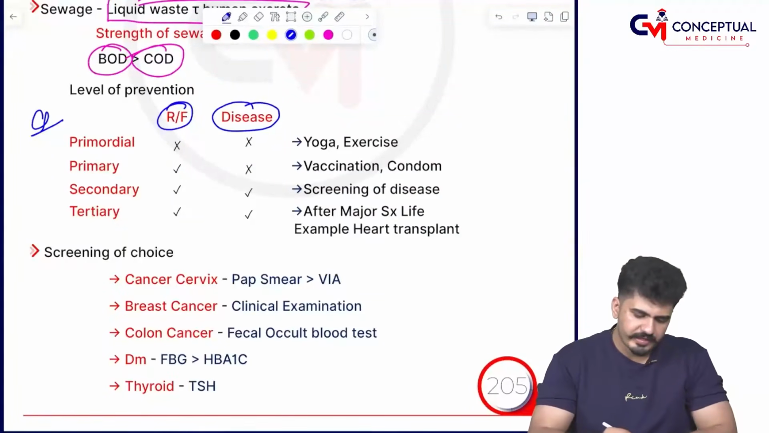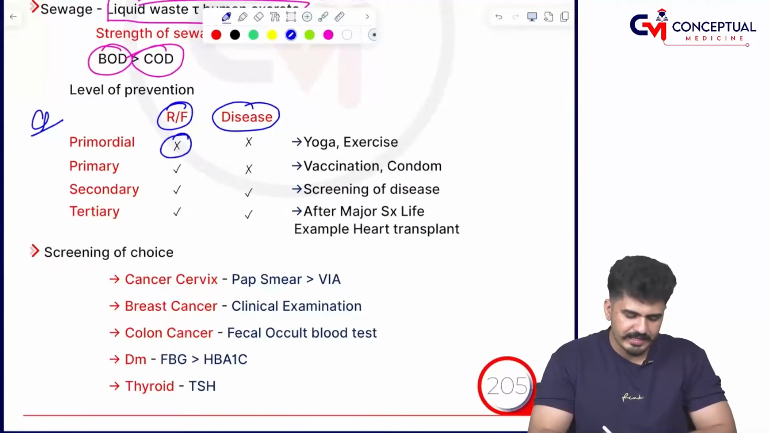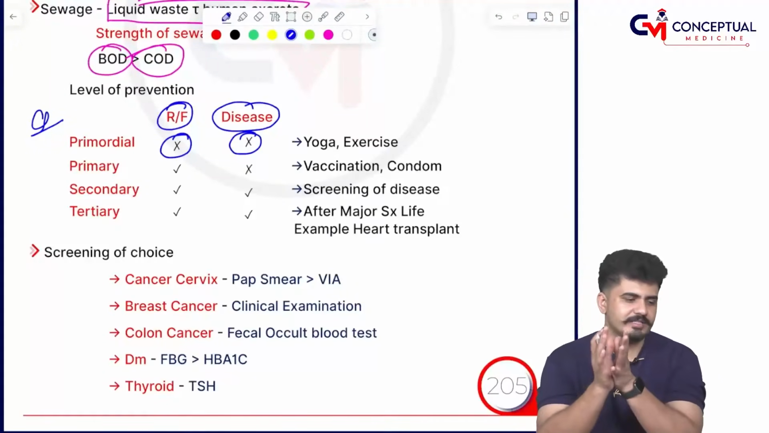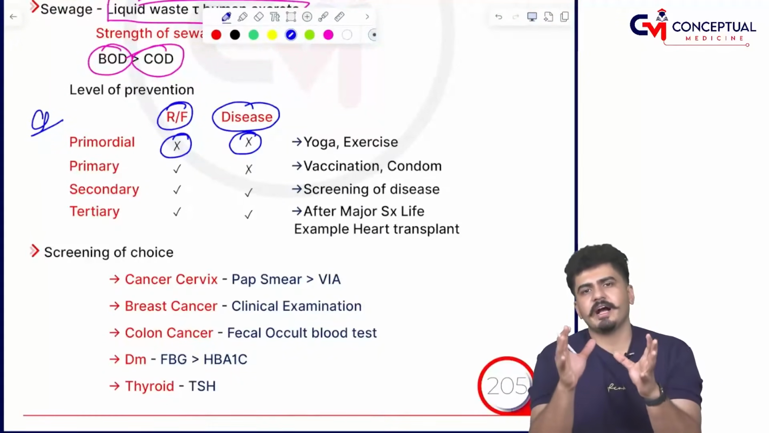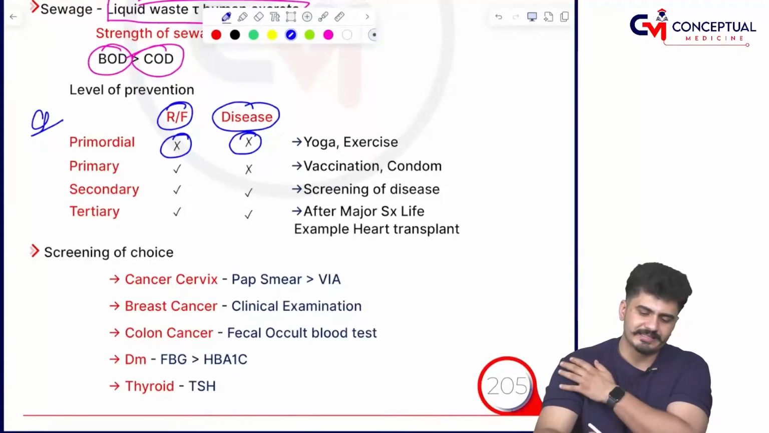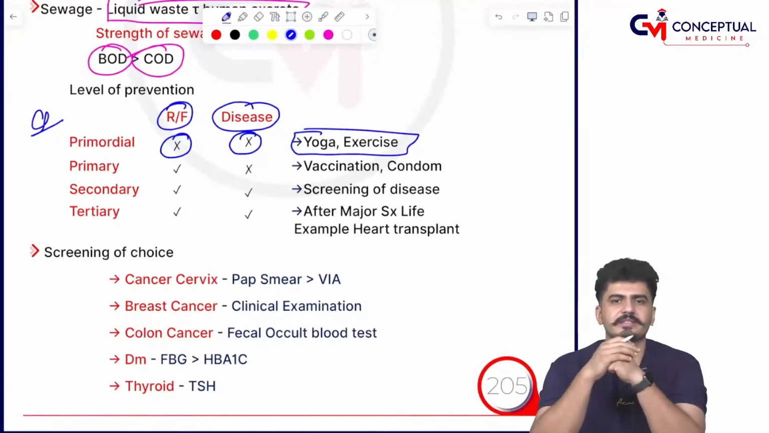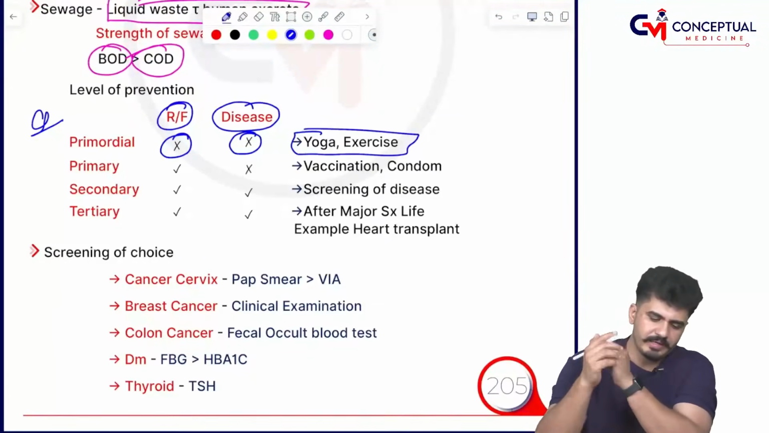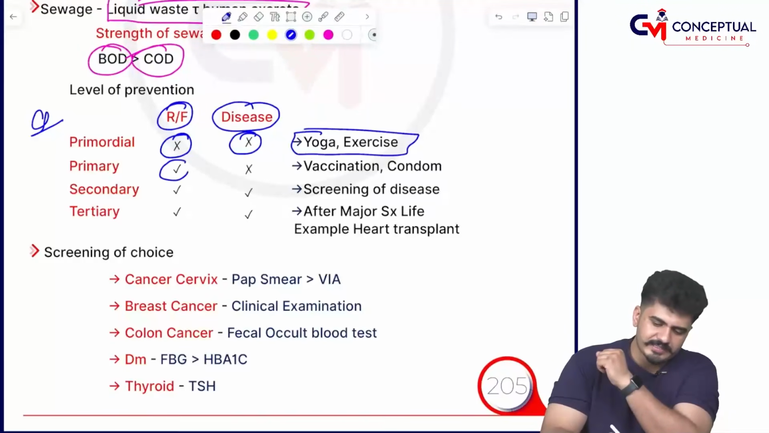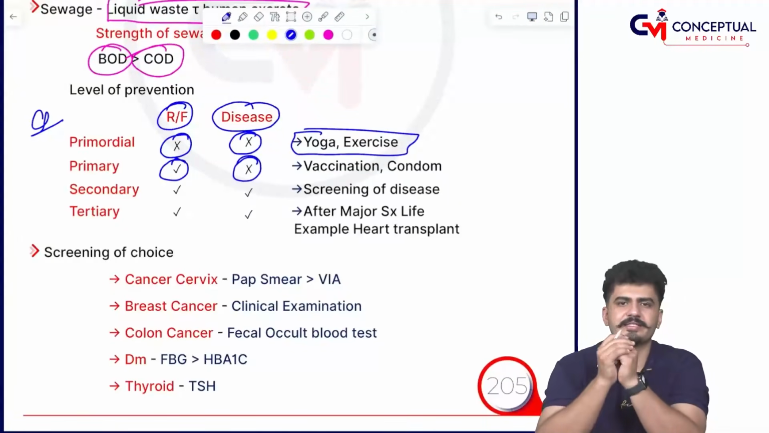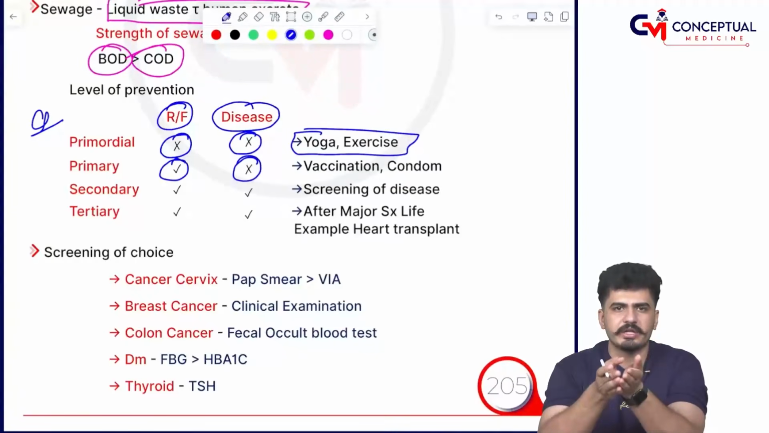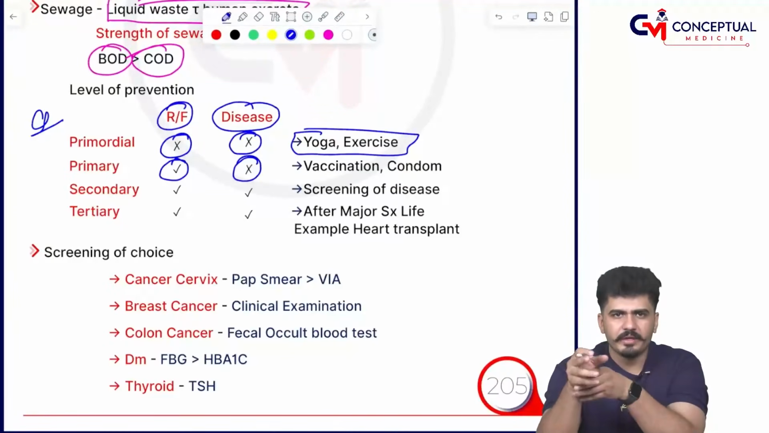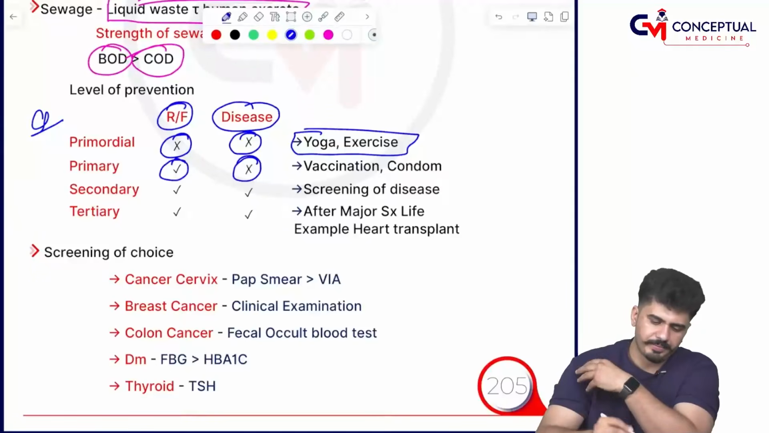Sir, if risk factor is absent and disease is also absent and still you are taking the precaution, for example, every day you are waking up and doing yoga, exercise, etc. This is called as primordial prevention. Then, sir, if risk factor is there and disease is absent and still you are taking the precaution, for example, wearing condom, getting the vaccination done.